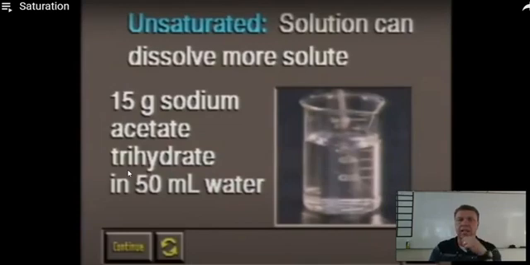That is an unsaturated solution. Make sure you get that definition right there. Solution can dissolve more solute. It means you could still dissolve more in there. That all dissolved in, you could probably dissolve more.